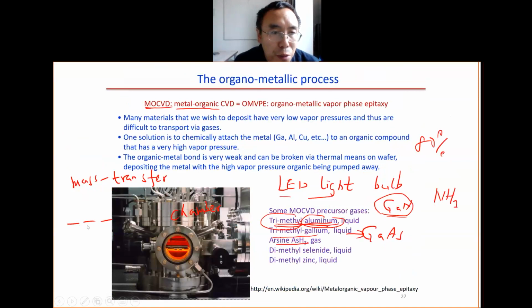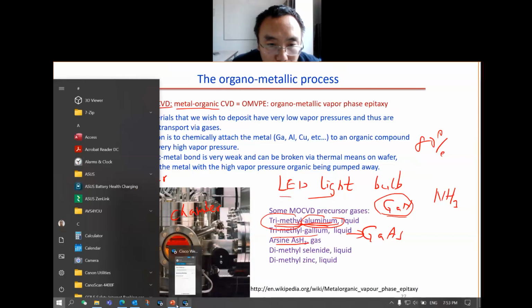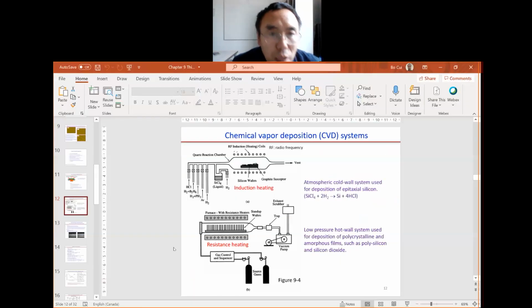So we put the wafer side by side like this. Beside the chamber, we can also do the MOCVD process using the cold wall chamber, as we've seen before. We can also use this top one. This is the cold wall, atmosphere pressure cold wall CVD for the MOCVD process.